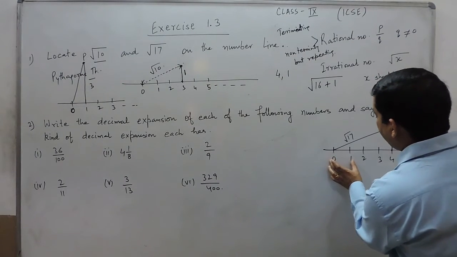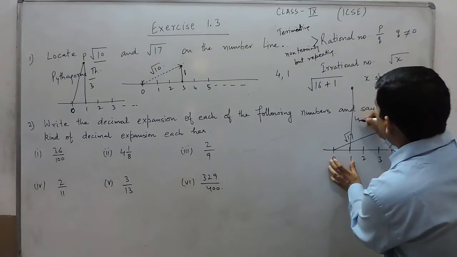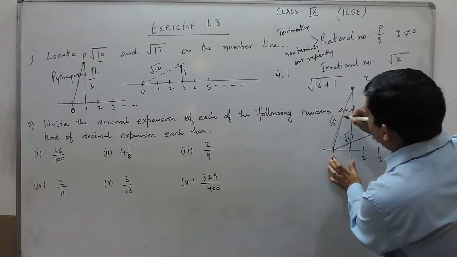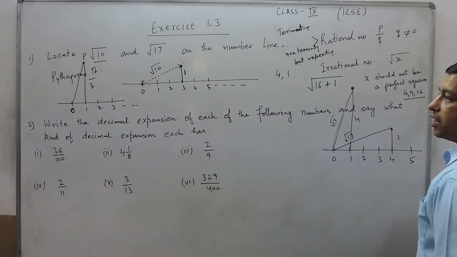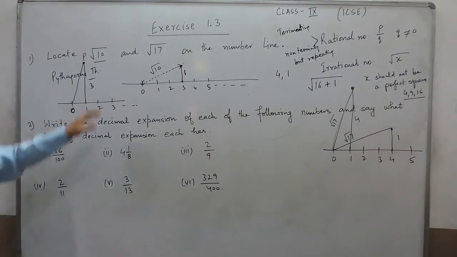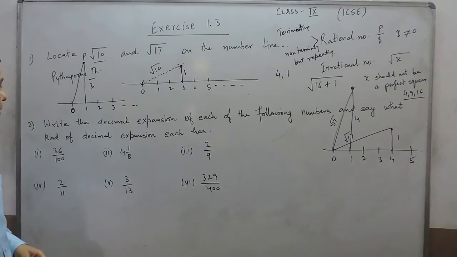Another way is taking the base as 1 and the perpendicular as 4. Then also this distance will come out to be under root of 17. So there are two different ways of representing under root 10 and under root 17 on the number line. For these numbers we have to break them up into perfect squares.